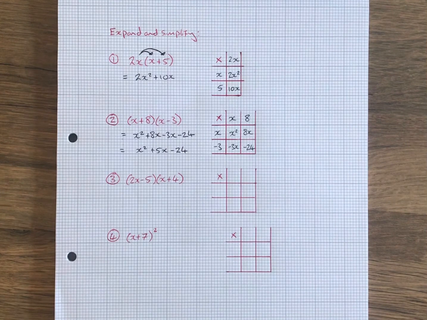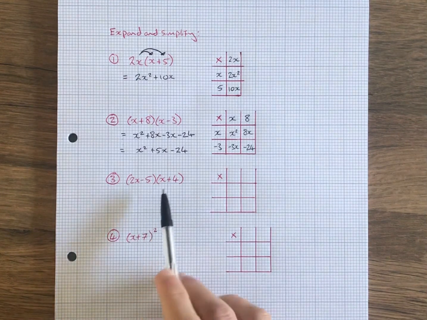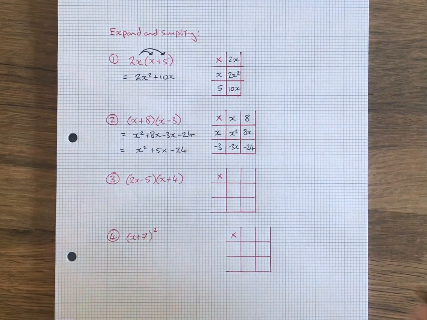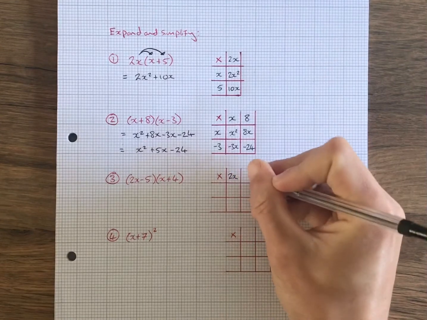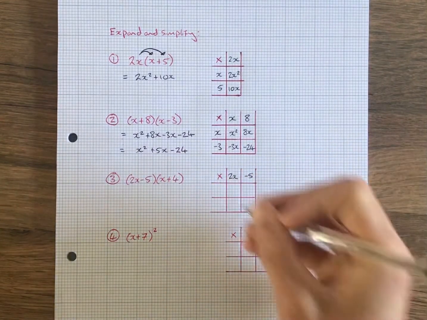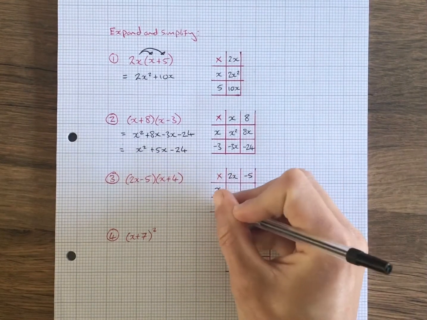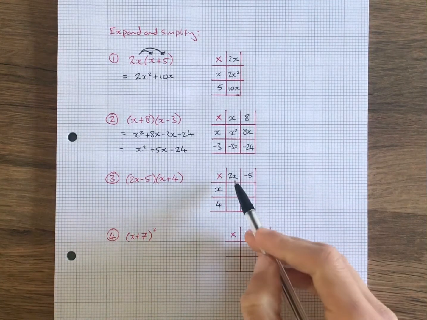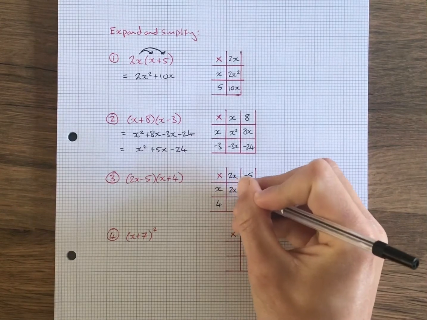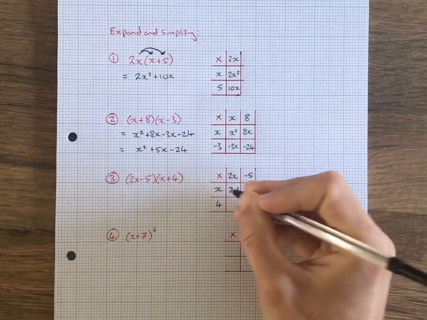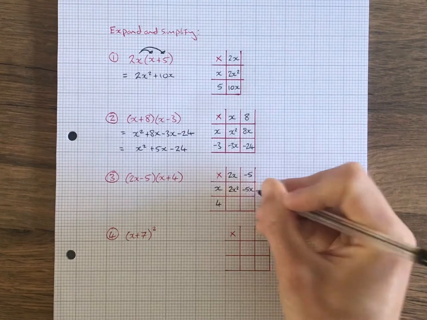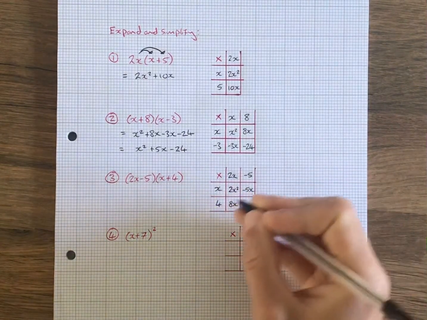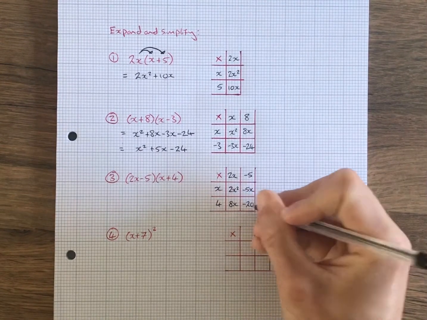And we're going to look at 2 other examples of different forms that we could get. This one here is slightly different because we've got a coefficient in front of x now, but we're going to do exactly the same thing. So in the top, I'm going to put 2x and -5. In the vertical, I'm going to put x and 4. And then we're going to times them together to find out what goes inside. So 2x times x is going to give us 2x squared. -5 times x, -5x. 2x times 4 is going to give us 8x. And -5 times 4 is going to give us -20.